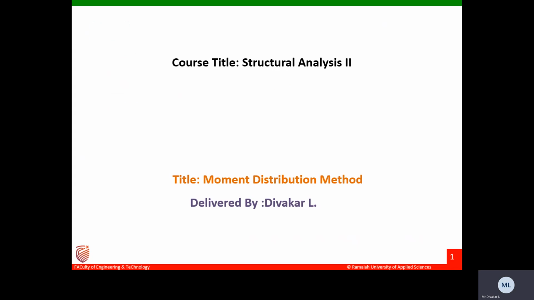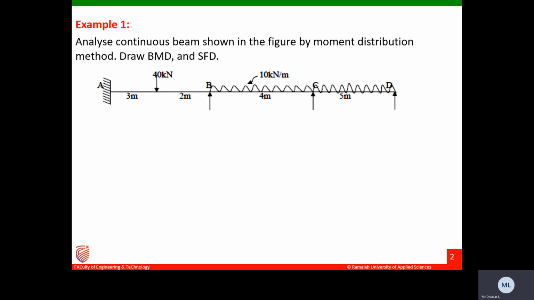Today I will do some examples on the moment distribution method in structural analysis 2. So let us consider one example. This is the given example: analyze the continuous beam shown in the figure by the moment distribution method. Draw the SFD and BMD.